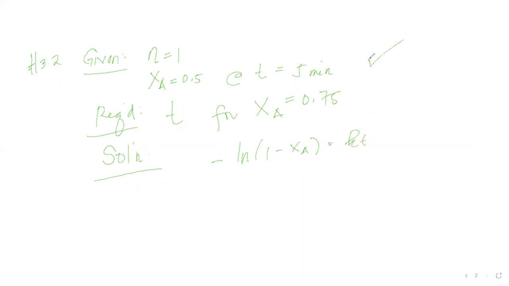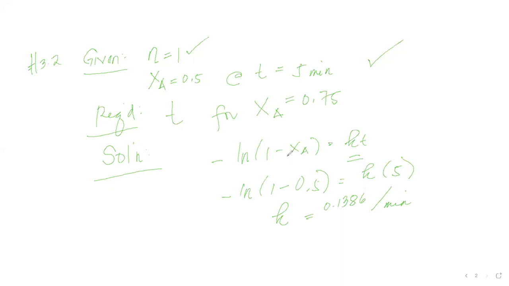The purpose of this first set of data is for you to be able to know the rate constant. We know already that this is the formula that we're going to use because the problem already gave us the order of the reaction. So all you have to do is substitute: negative ln of 1 minus 0.5 is equal to k times 5 minutes. Since this is first order, the rate constant has a unit of per minute. What is the answer? 0.1386 per minute.